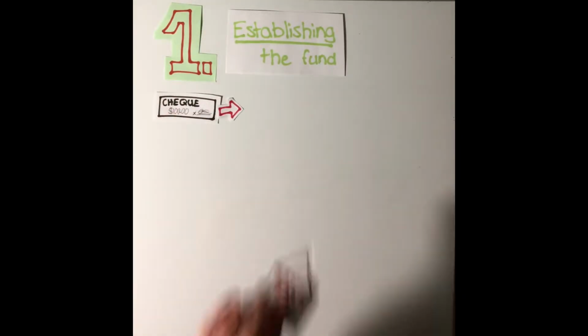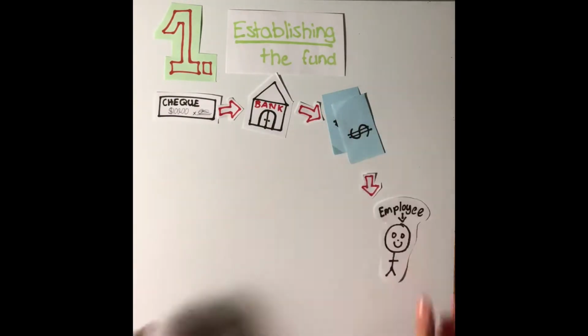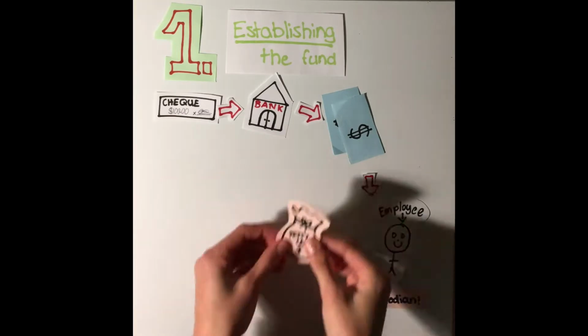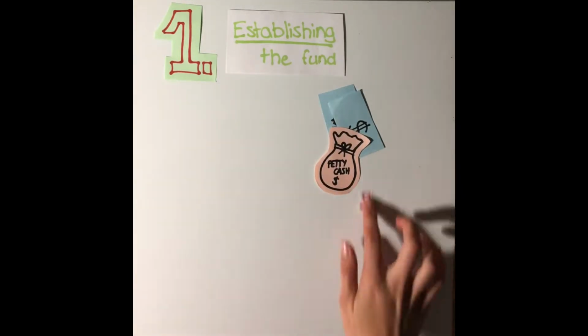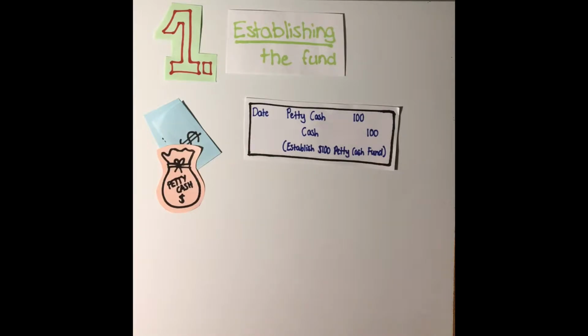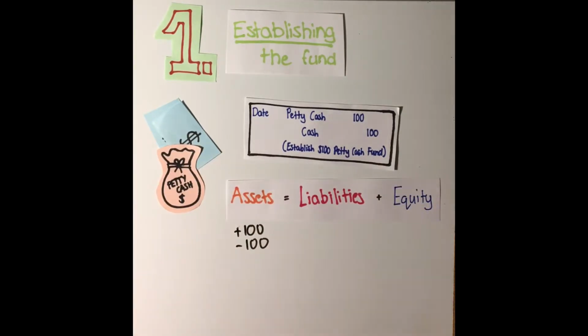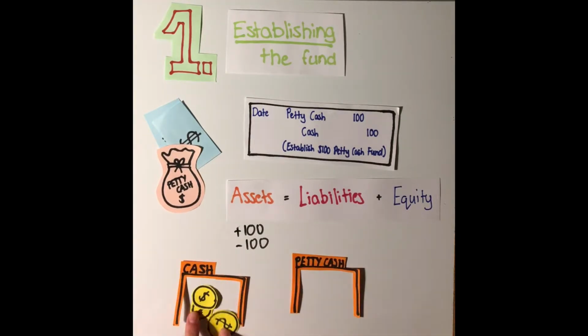This involves a business writing and cashing a check for a sum of money which goes into the fund, which is then placed under the care of an employee, the custodian. A journal entry is then made to record the establishment of the fund. This entry debits a petty cash account and credits a cash account, effectively resulting in no net change to assets, as cash is merely being relocated from one asset account to another.